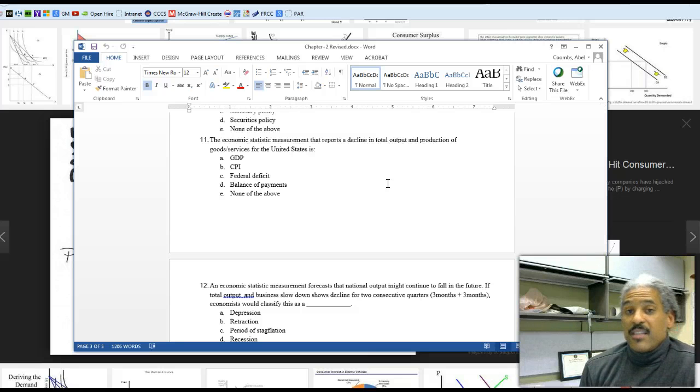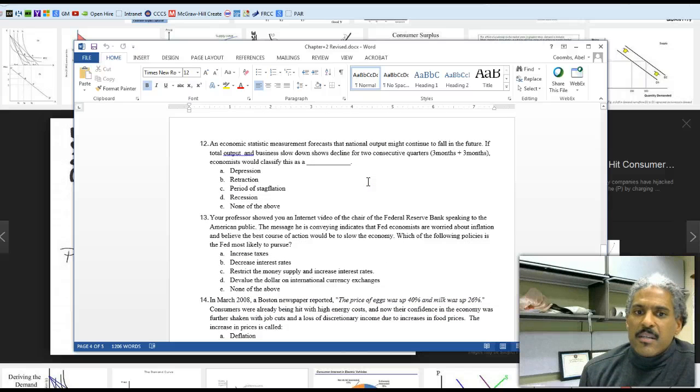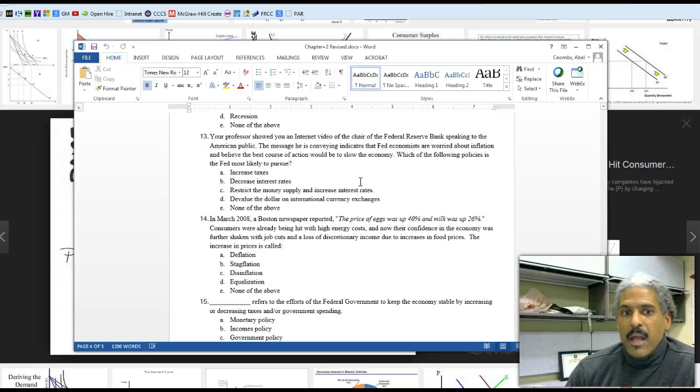The economic statistic measurement that reports a decline in total output and production of goods and services in the United States is GDP, gross domestic product. 12. An economic statistic measurement focuses that national output might continue to fall in the future if total output and businesses slow down, shows decline for 2 consecutive quarters, 3 months plus 3 months. Economists would classify this as a D, recession. And so that's in your readings. If you did your chapter readings, you would see that as a gap in the lecture series.